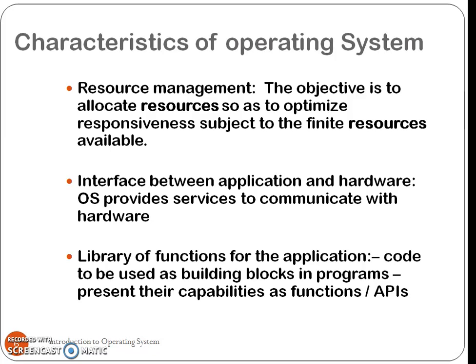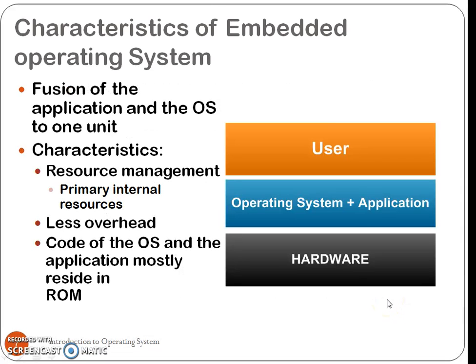Second, operating system is an interface between the application and the hardware. So OS provides the services to communicate with the hardware. It acts as an interface. Third, all the library functions are needed to perform some application. So all these library functions are the building blocks to perform the applications, which are known as API, application programming interface.